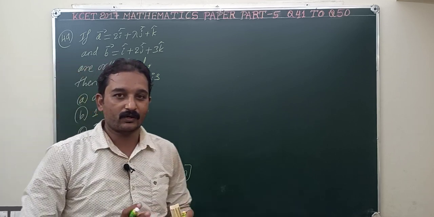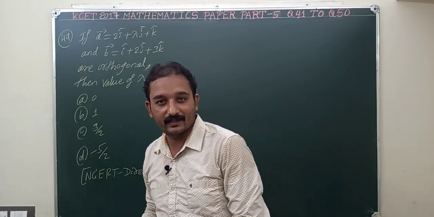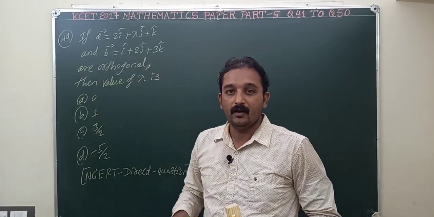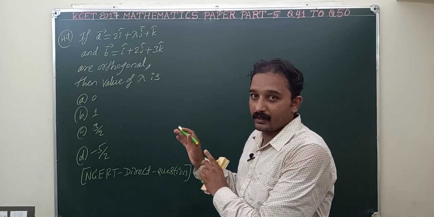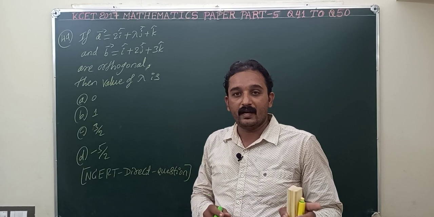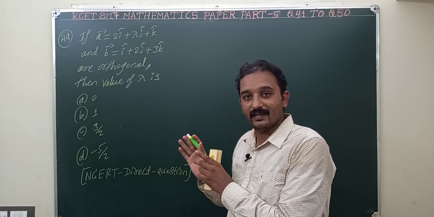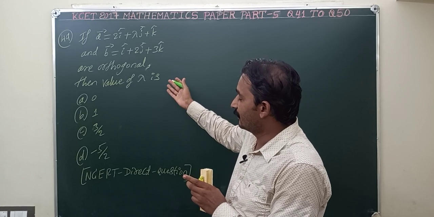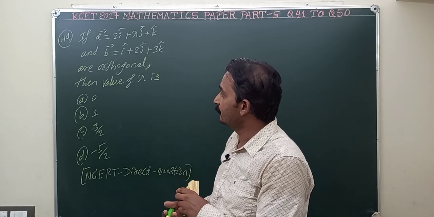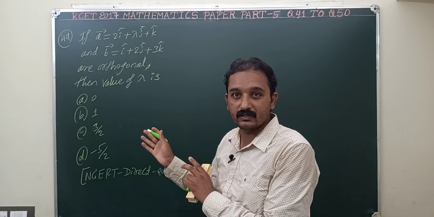So now let us move on to the next question, question number 49. This question is based on the chapter vector, particularly dot product. Okay, so they ask this type of question in KCET, 5 or 6 questions on this chapter.